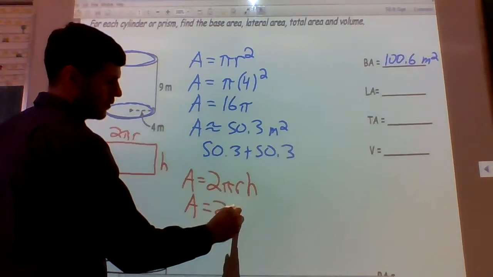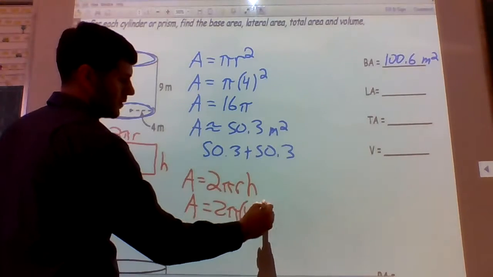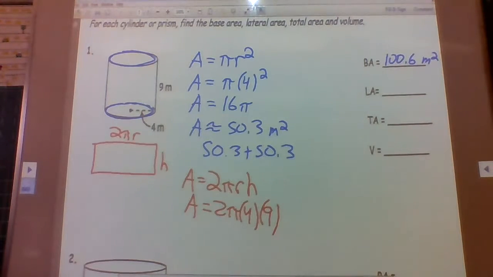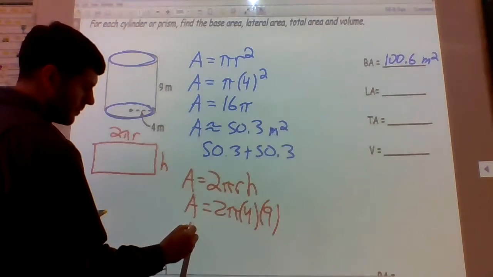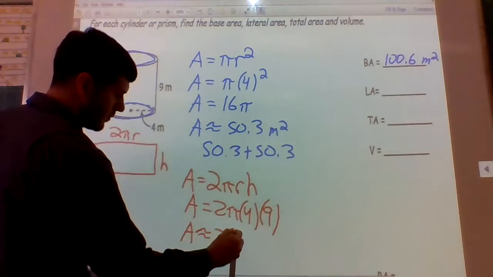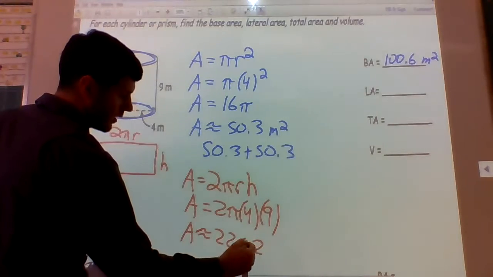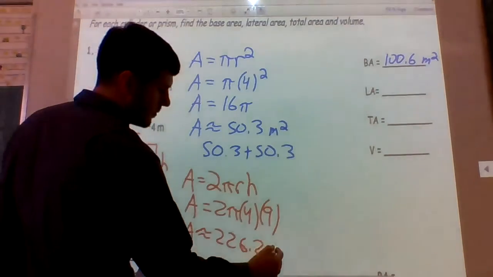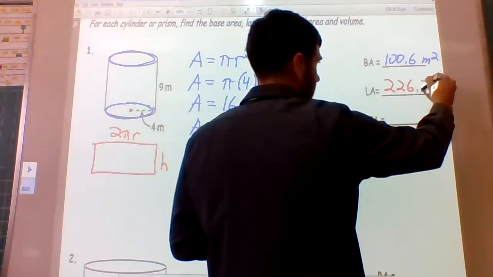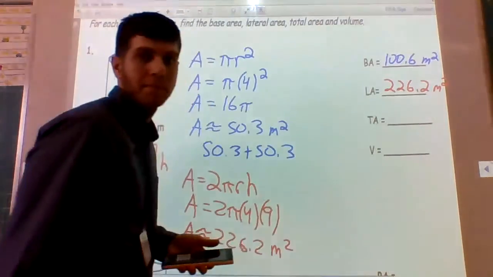Length times width, 2 pi r times h. So that's 2 pi times 4 times the height, which is 9. That's going to give us 72 pi, which is approximately 226.2. And again, our units there are meters squared. So 226.2 meters squared.